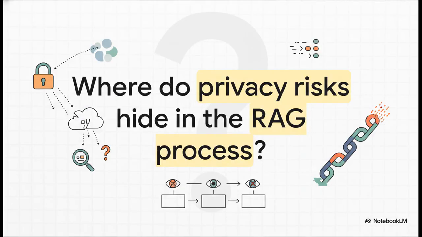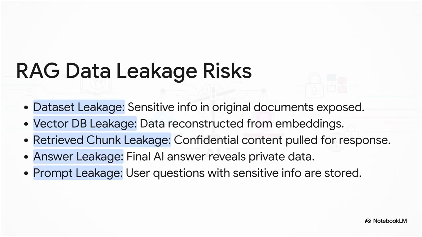Okay, so if that's the process, where are the weak spots? Where can things go wrong and your data get exposed? Because it's not just one place. It's kind of like a leaky pipe with holes all along it. Yeah, some really smart folks looked into this and found that your data can leak out at pretty much every single step. You've got the original documents themselves, that's an obvious one.